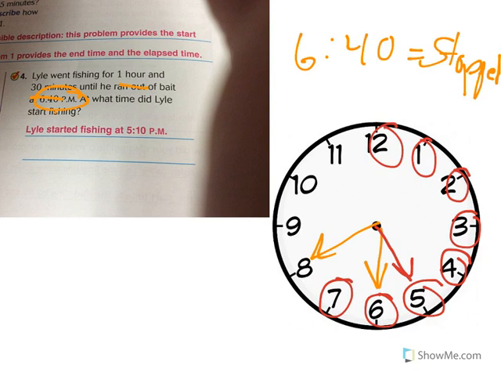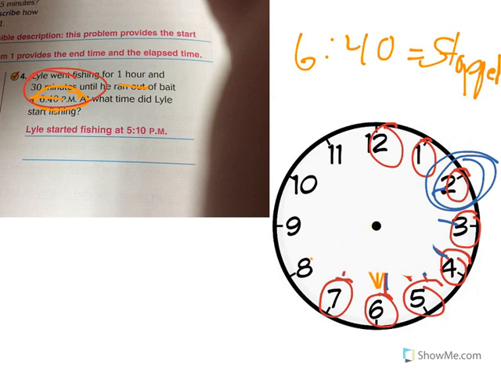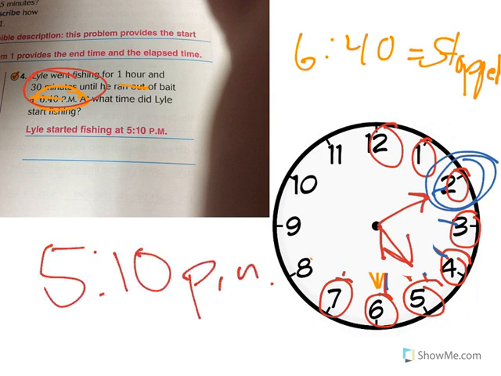So if we look, sorry, it was 30. My bad, it's 30 minutes. So we'll go 5, 10, 15, 20, 25, 30. So it's right there. So if we get rid of all this other stuff on here, it should be at the, actually it's at the 5:10. So 5:10 p.m. So if you don't have a clock handy, just draw one out and use it.